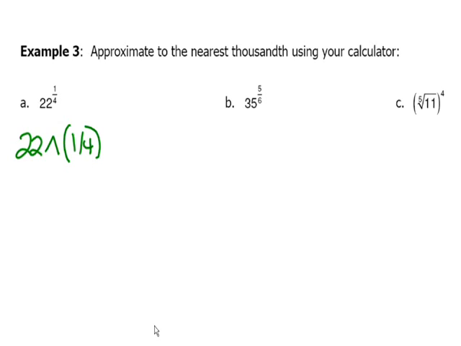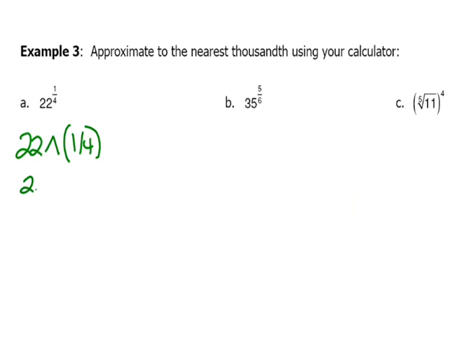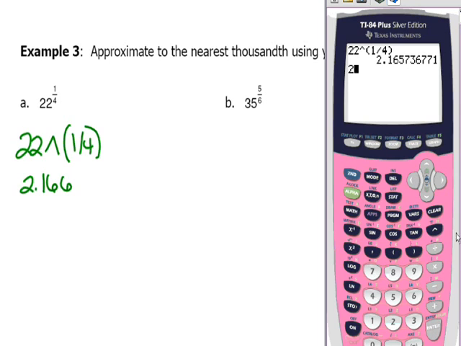So let's do this one now. I'm going to take 22, and I'm going to raise it, open parentheses, 1 divided by 4, so to the 1/4 power, and that gets me 2.1. This is the nearest thousandth, that's 3 decimal places. So we're talking about 2.166. Okay. If we had done it incorrectly, I'm going to do it incorrectly for you really fast. So 22 caret 1 divided by 4. You can see we get 5.5, which is very much the wrong answer.